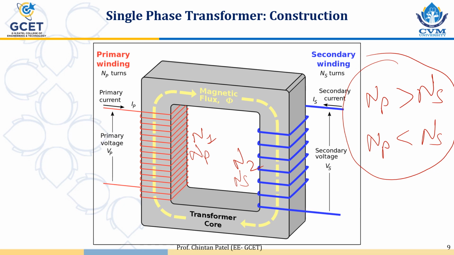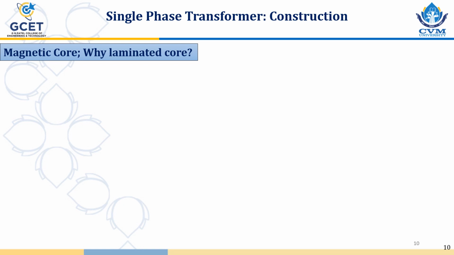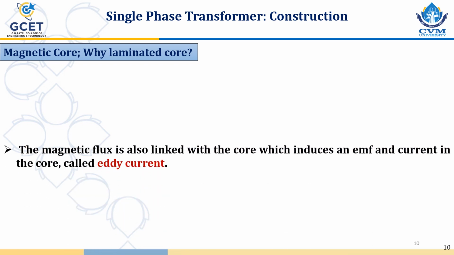Based on the number of turns in primary and secondary winding, the function of the transformer is decided, whether it is a step up transformer or a step down transformer. If we talk about the magnetic core, then the question is why a laminated core is used and why not a solid core? The reason is very simple.